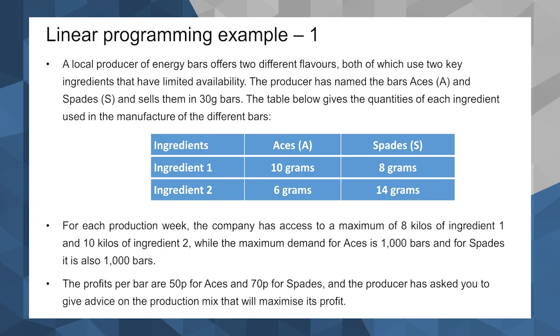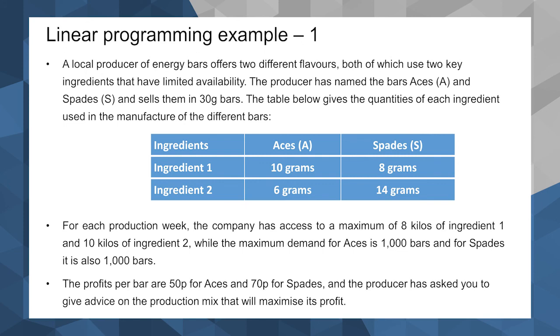So here, for example, to make an ACE bar, we need 10 grams of ingredient 1. So if we use those 10 grams, we don't have those 10 grams for spades, which would make 1 bar with 8 grams and a quarter of another bar. So the relationship in that case is linear.